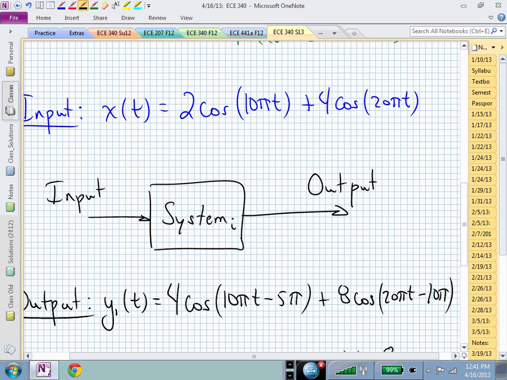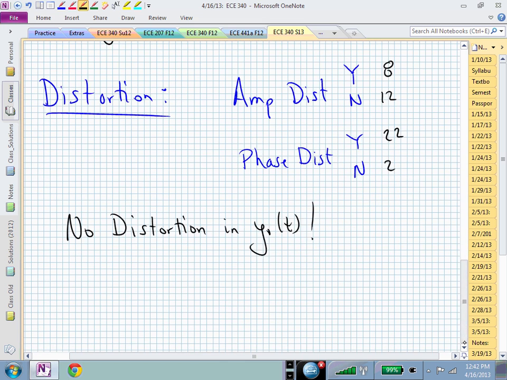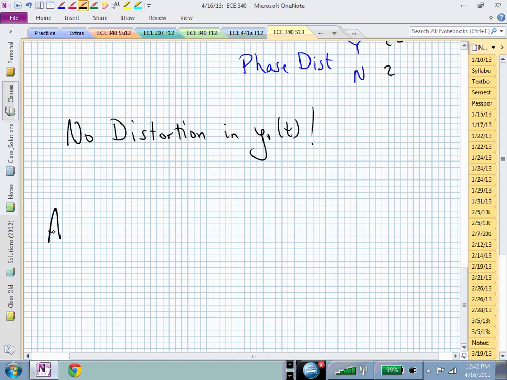All right, so there is no amplitude distortion because the amplitude in all components is scaled by a factor of 2. Does everybody see that? Why we can claim that there was no amplitude distortion between x and y sub 1.